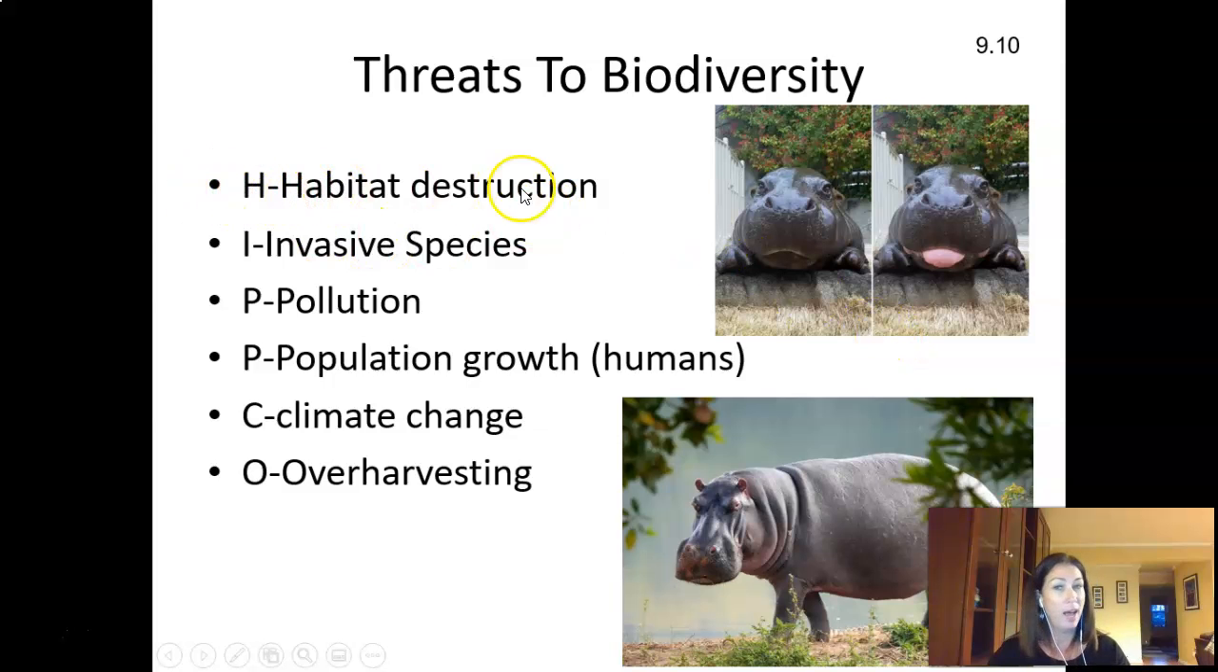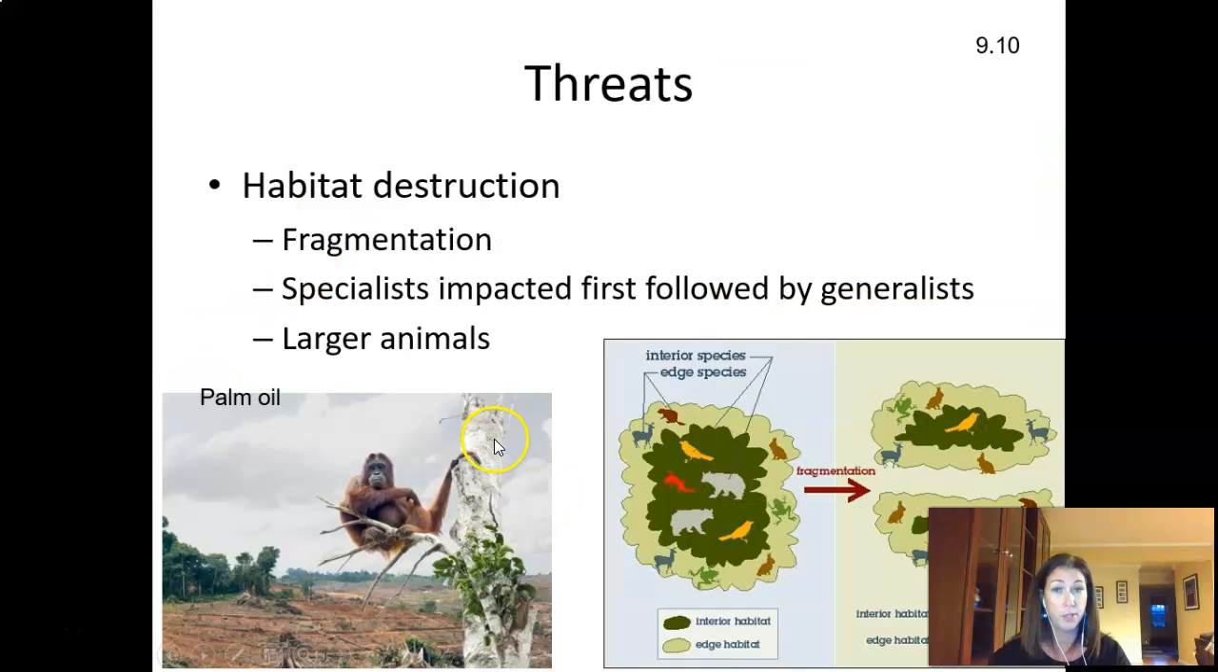So that stands for habitat destruction as one of our key threats to biodiversity. Invasive species, or species that we have either intentionally or accidentally introduced into a new ecosystem. Pollution. Population growth, and by that I mean human population growth, climate change, and over-harvesting. So I'll go through a few of these.